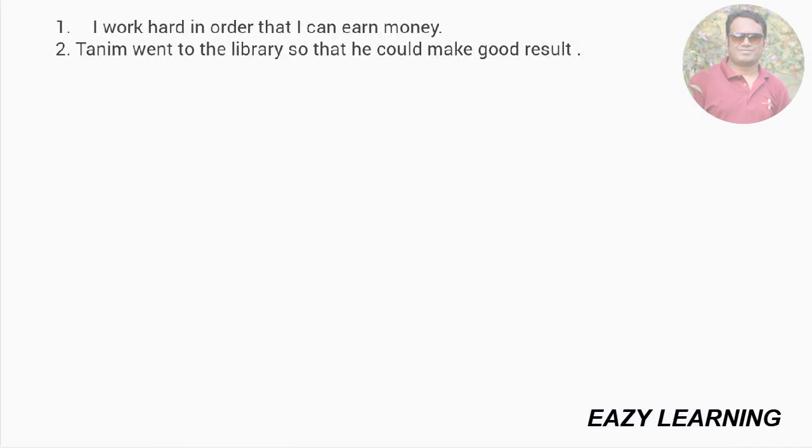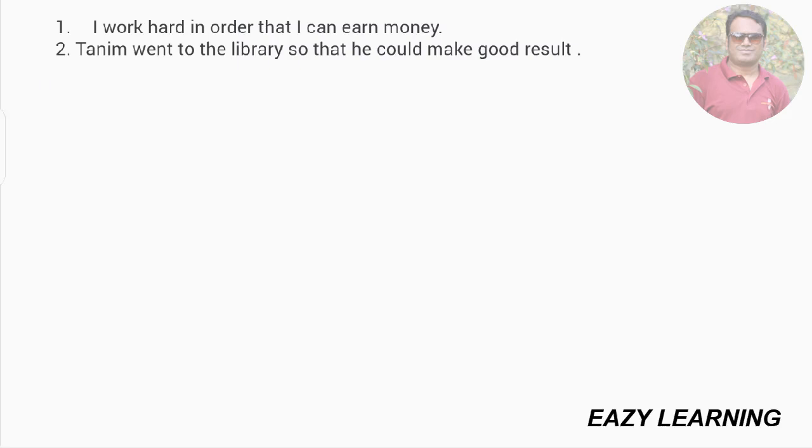Dear students, I have given here 2 examples. I work hard in order that I can earn money. Tanim went to the library so that he could make good results. So I am sure that now you will be able to find out what type of sentence it is. In order that, so that, this symbol is used for complex sentence. So they are complex sentences. Now how will you change that into simple or compound sentence?